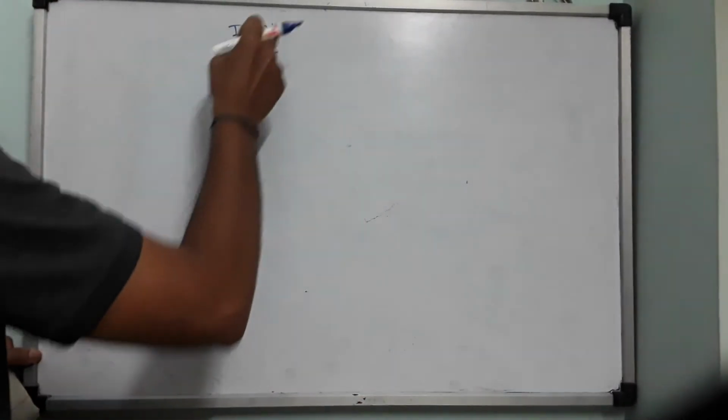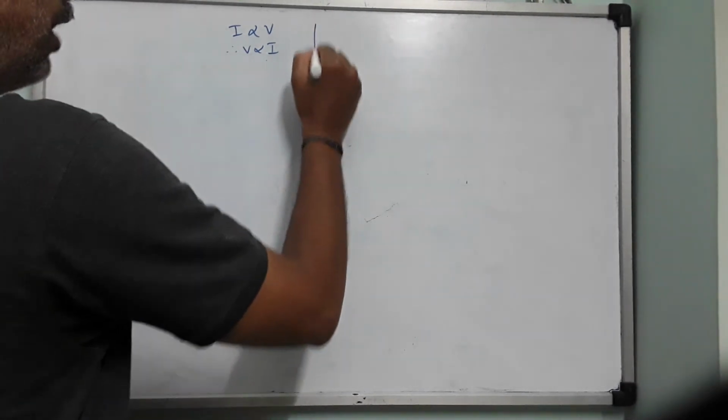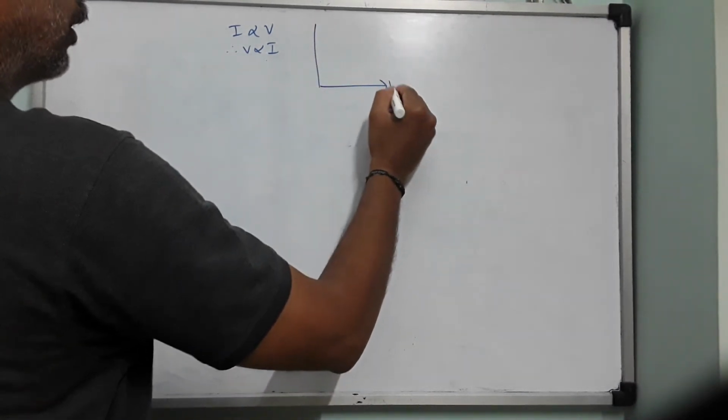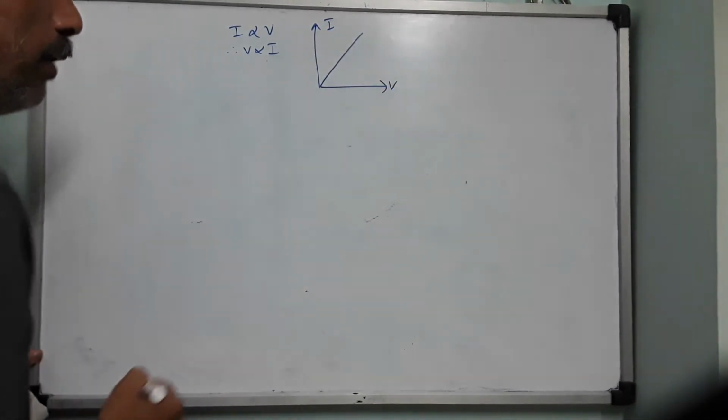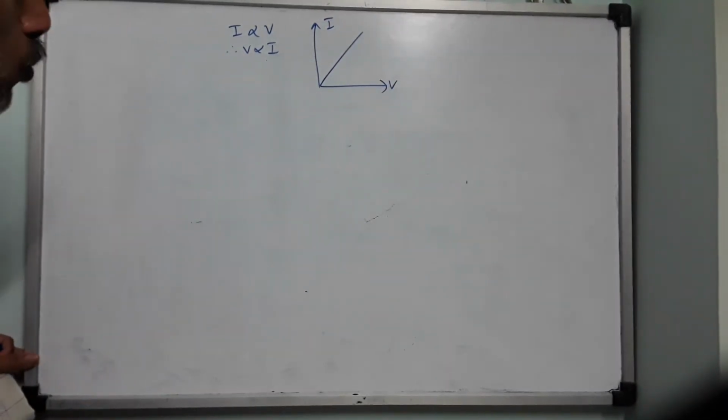Now, as this is a linear equation, the graph between voltage and current is supposed to be a straight line with a positive slope passing through the origin. But this will not happen at all times. We generally say that all metals are very good conductors, so they obey Ohm's law. They obey Ohm's law only when the temperature of the conductor remains constant.